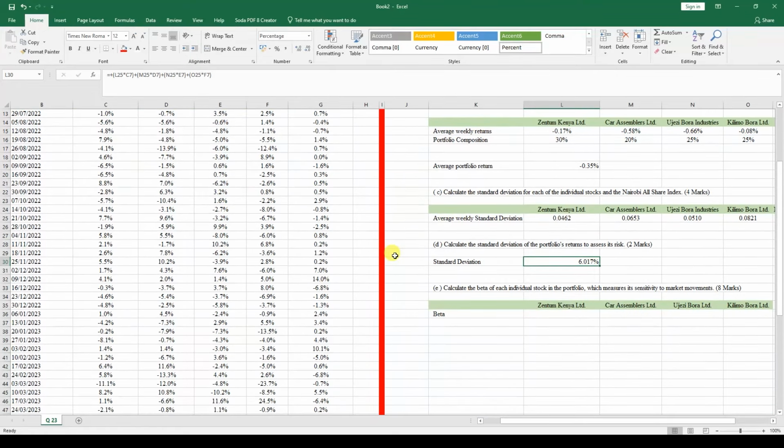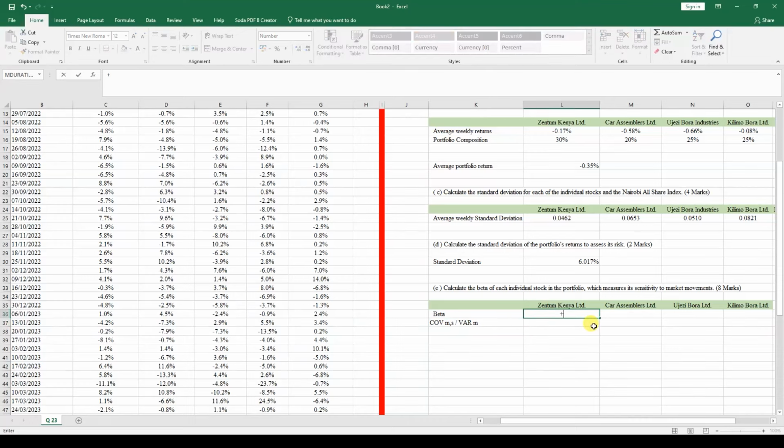Then finally, we are asked to calculate the beta for each individual stock in the portfolio, which measures its sensitivity to market movements. The beta is given by the covariance of the market and stock. So you can put it like so, covariance of the market and the stock. Then we divide that against the variance of the market, like that. That's what we're going to do: covariance of the market and stock over variance of the market.